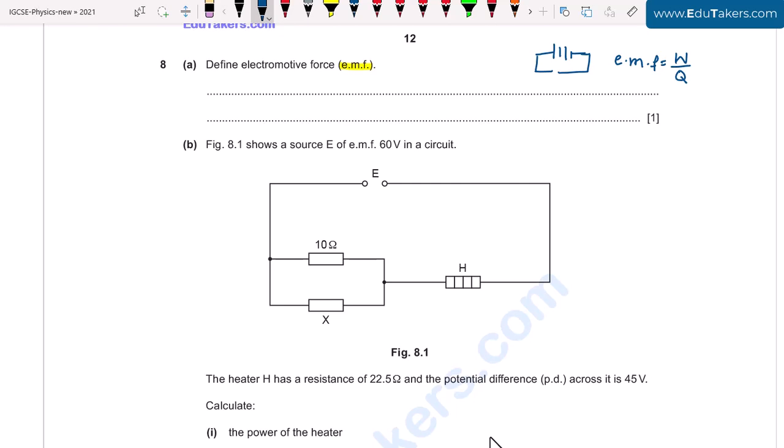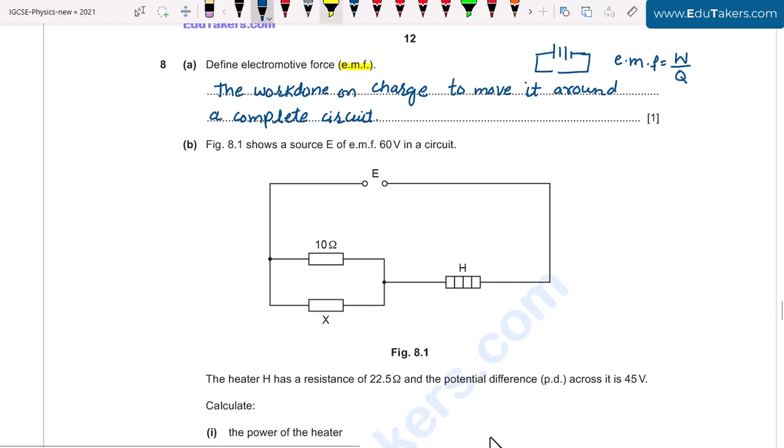So the work done on charge to move it around a complete circuit, it is called electromotive force.